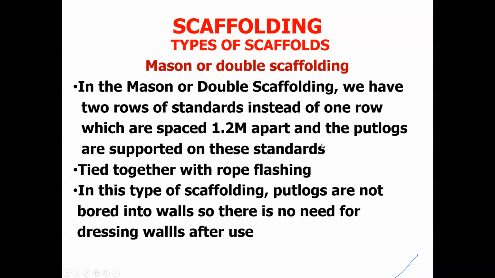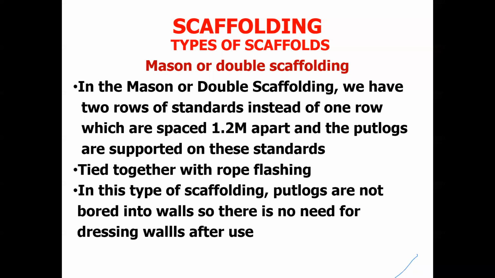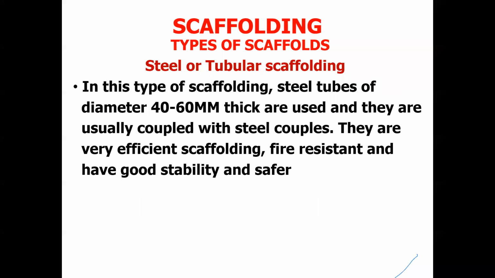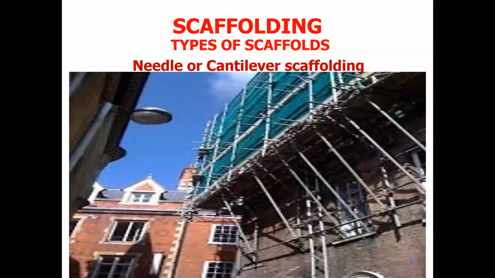Like I said earlier, bricklayers or single scaffolding, they are popular in Nigeria. Messing or double scaffolding, they commonly use steel or tubular scaffolding, needle or cantilever scaffolding. These ones are very, very popular in Nigeria. So like you can see, this is what I was trying to explain.